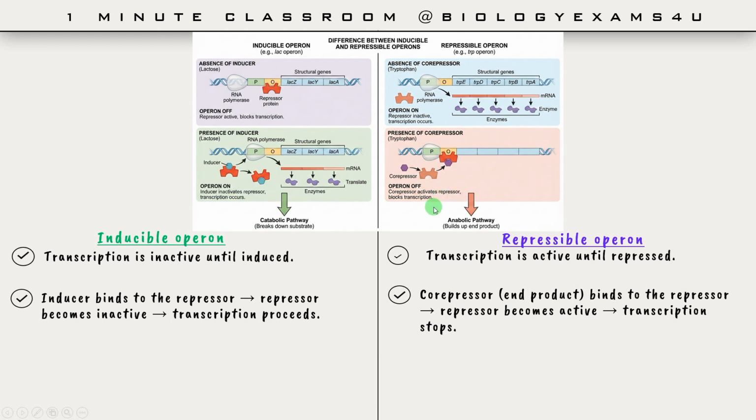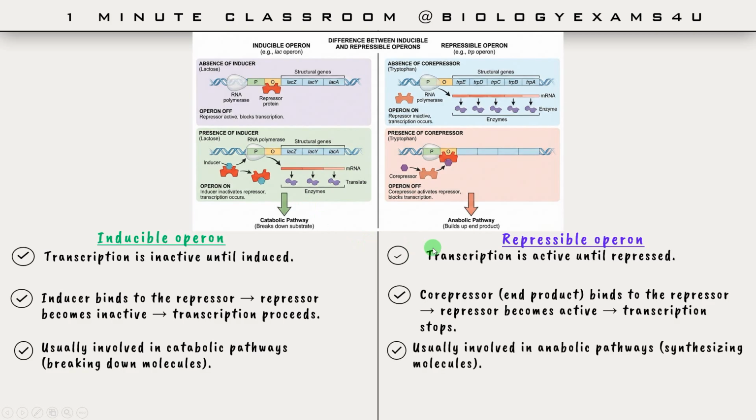Inducible operon is usually involved in catabolic pathways, that is breakdown of molecules, like in the case of Lac operon it is lactose metabolism. Whereas repressible operon is usually involved in anabolic pathways or synthesizing molecules, as in tryptophan pathway.